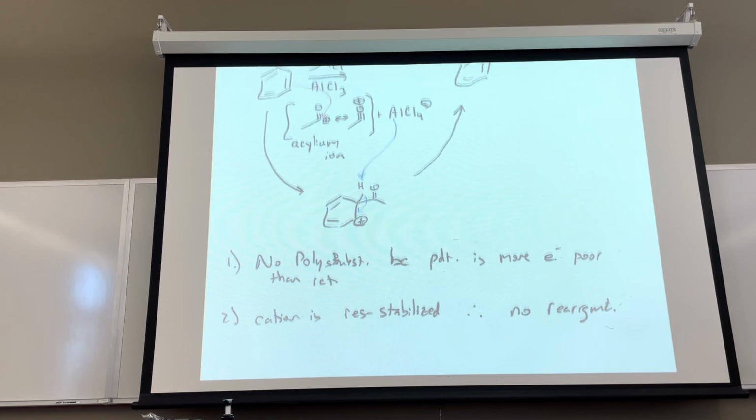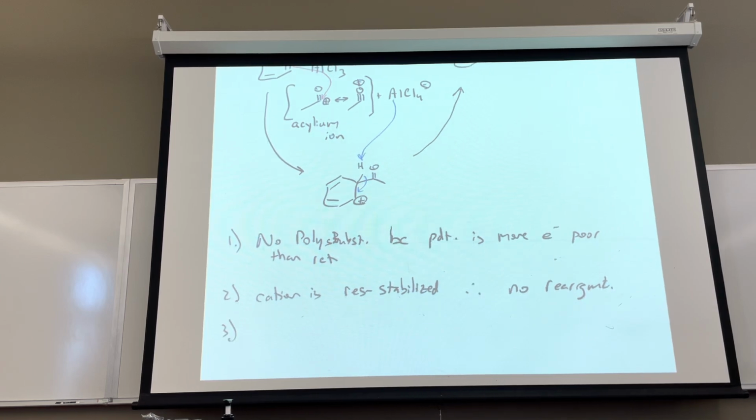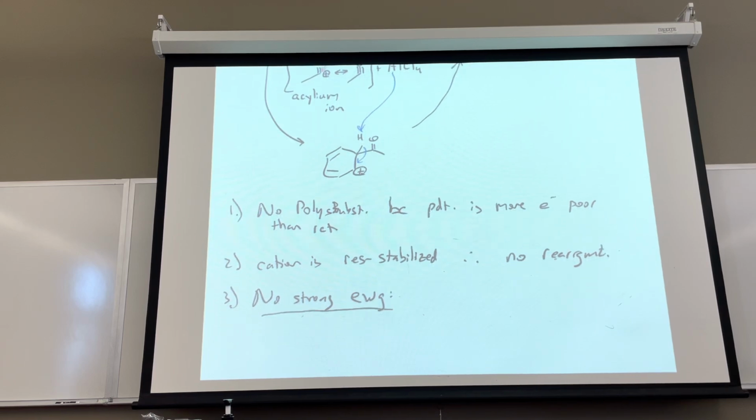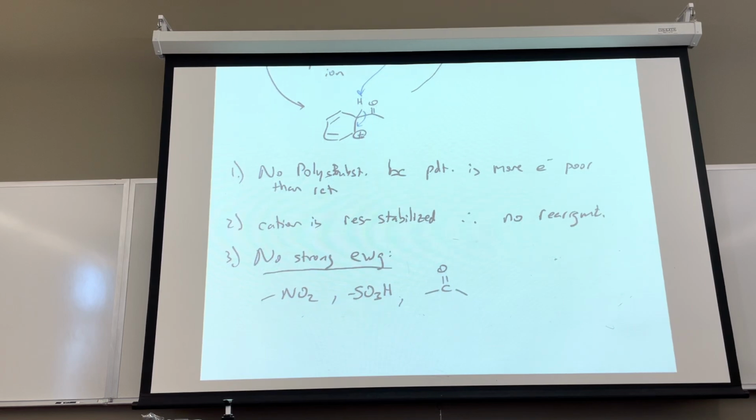Now, unfortunately, the third limitation still applies. You cannot do the alkylation or the acylation with strong electron withdrawing groups. And again, it's going to be those usual suspects: nitro, sulfonic acid, or carbonyls. Okay, that one still holds. But 2 out of 3 ain't bad.